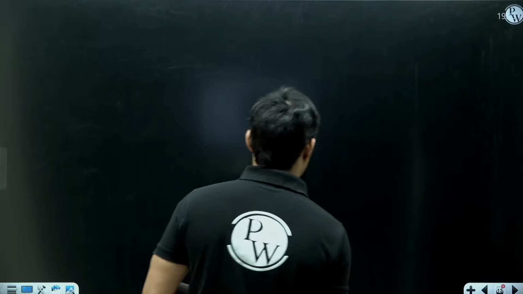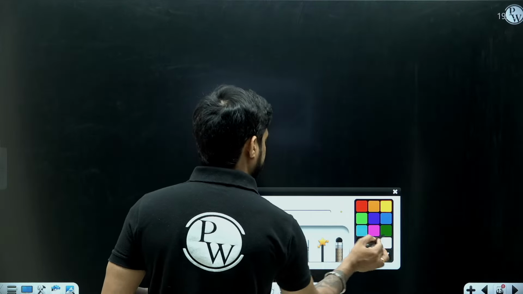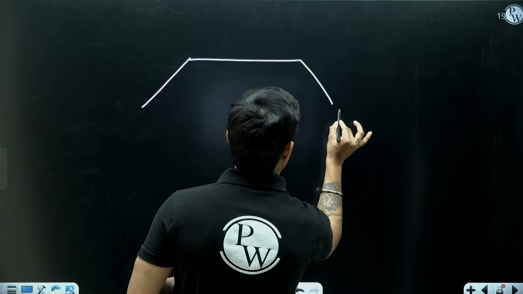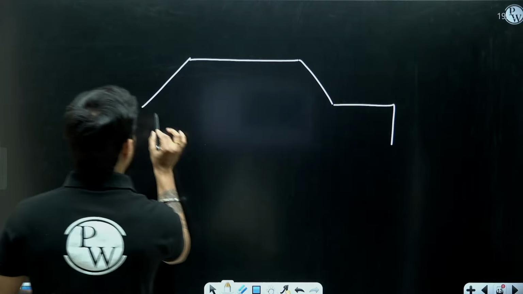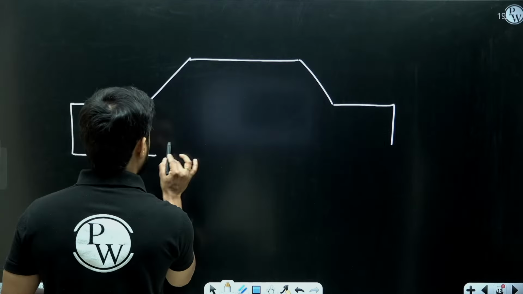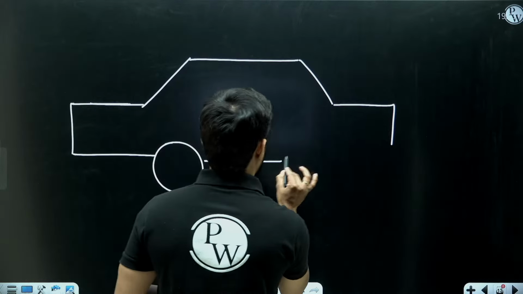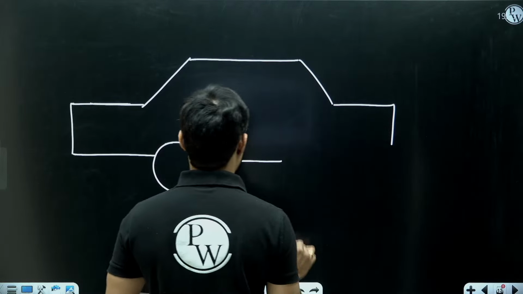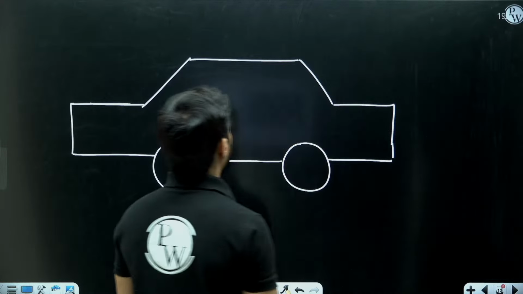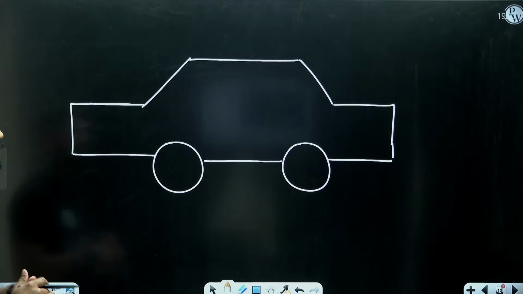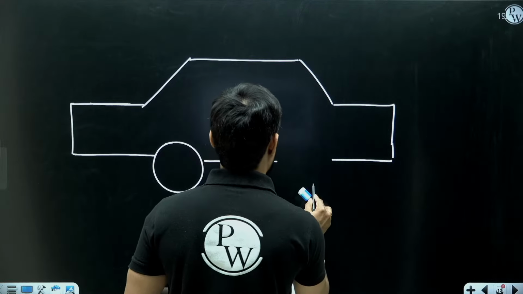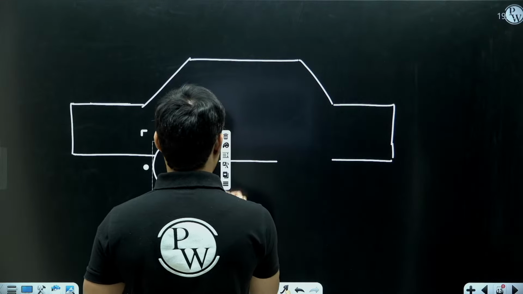Let's say we have a car. We want to calculate the reaction forces on the wheels of this car. What do we want to calculate? We want to calculate the reaction forces on the wheels of this car. Now, how many wheels does this car have? This car has 4 wheels.